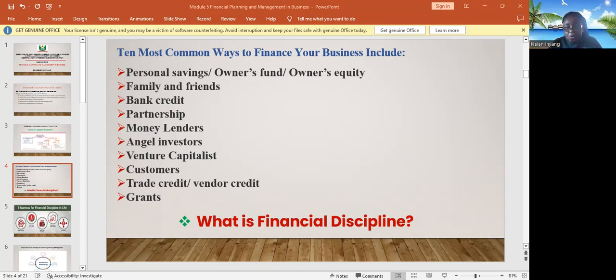Financial discipline is when you are in control of the money you are spending in your business. You control, you know how much you want to spend. You don't exceed what you want to spend. And you spend on the necessity, not on anything. That is all about financial discipline.